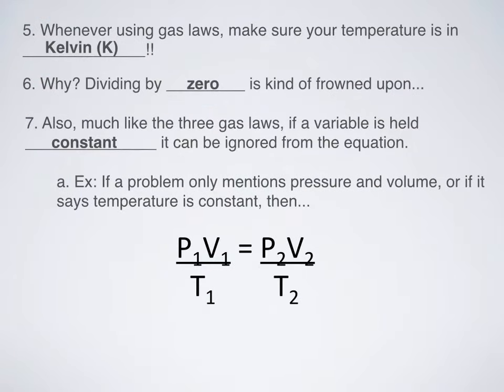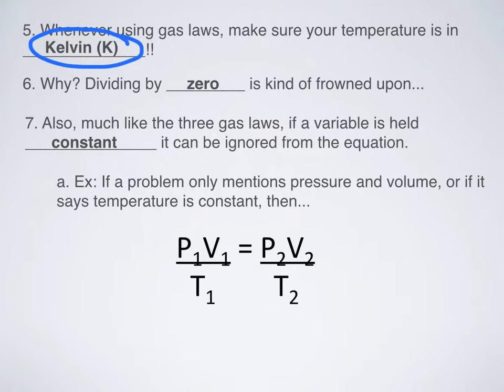So what are the important points of being able to use PV over T? Well, there are a couple of important things that we need to remember. The first of which is whenever we're using gas laws, we need to be using Kelvin. So we need to use Kelvin as our temperature unit whenever we are doing gas law problems.